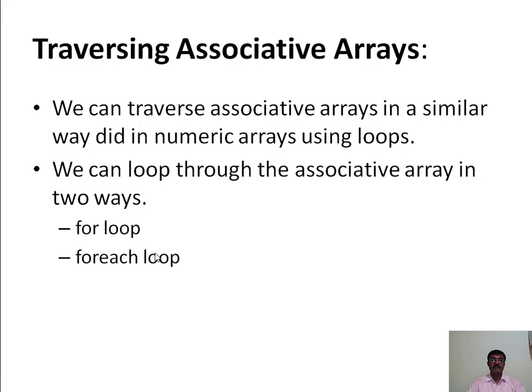Traversing associative arrays. We can traverse associative arrays in a similar way to what we did with numerical arrays, using loops. We can loop through the associative arrays in two ways, that is by using a for loop and by using a foreach loop.